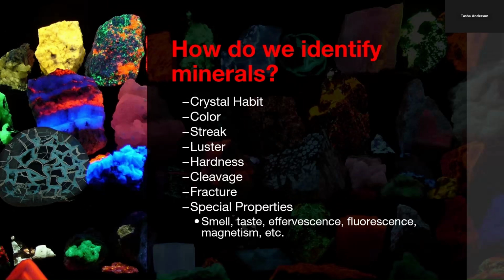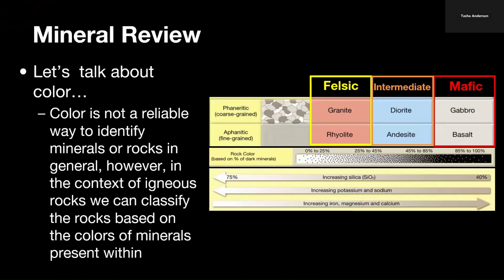Now, some ways to identify minerals are by looking at its crystal habits, color, streak, luster, cleavage or fracture, and sometimes they have special properties such as taste, smell, fluorescence, magnetism, etc. Remember, color isn't always a reliable way to identify specific minerals, but it can help when classifying igneous rocks. Felsic rocks tend to be lighter in color, while mafic rocks are generally darker. There are also intermediate rocks which fall between the two and can be harder to identify based on color alone.